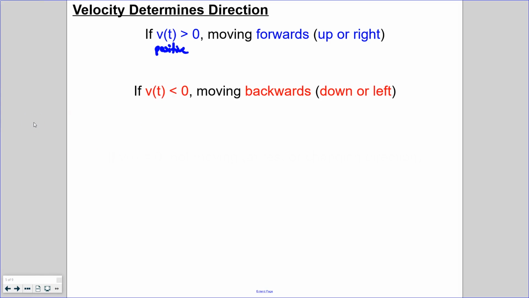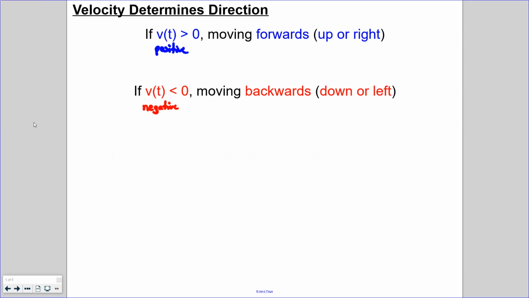If the velocity is less than 0, or if the velocity is negative, our object is moving backwards. And again, backwards, depending on how we're moving, might be down, or might be left. All right, so great. We know that when velocity is positive, it's moving forwards. When the velocity is negative, it's moving backwards. That covers all of our bases.